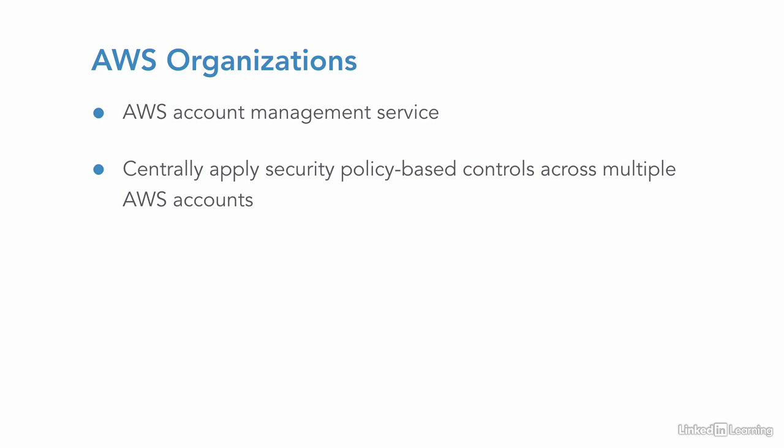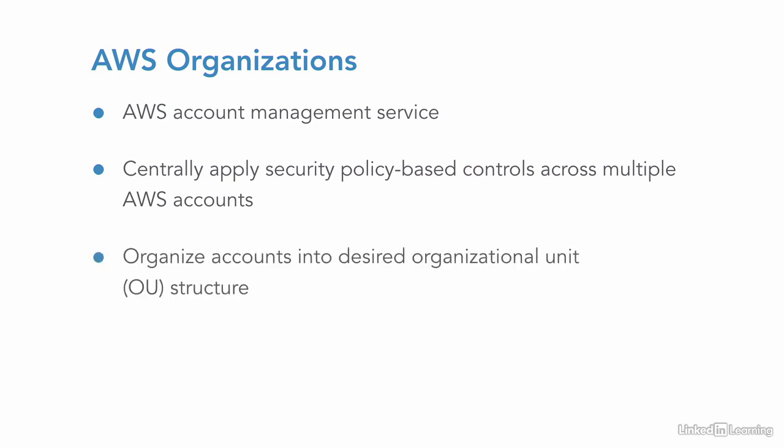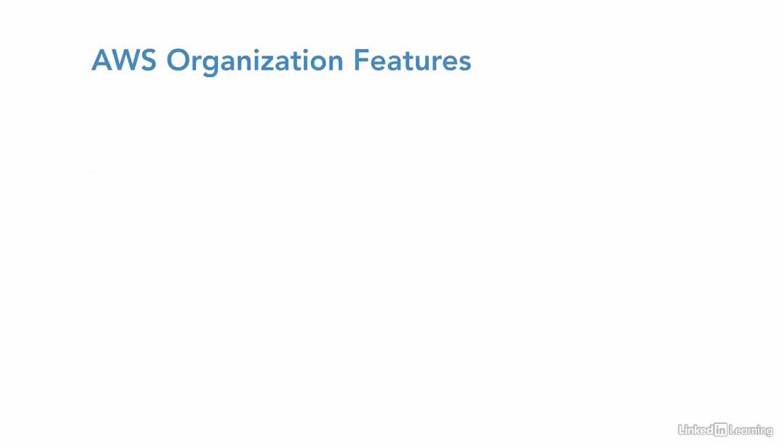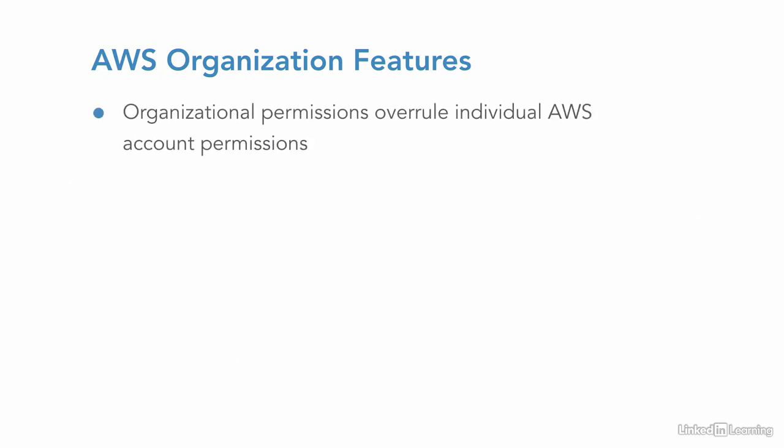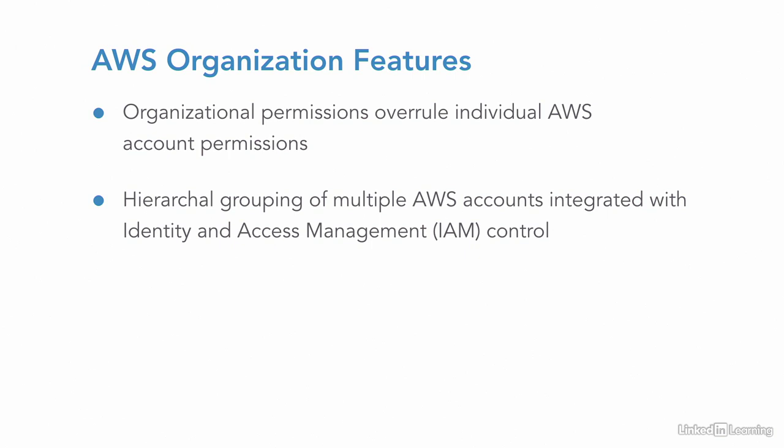Once your accounts are organized in the tree for AWS Organizations, you can look at organizing your accounts into desired organizational unit structures, similar to what we see with Active Directory. The features of AWS Organizations include that the organizational permissions overrule individual AWS account permissions, so you get centralized control. Ultimately, the grouping of multiple AWS accounts that's organized as an organization integrates centrally with identity and access management control.